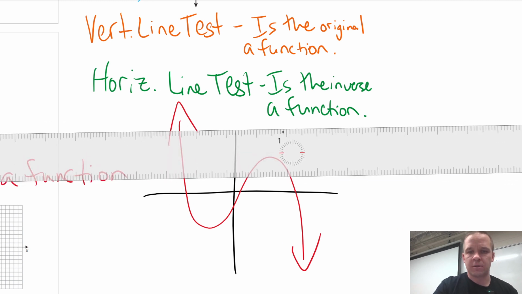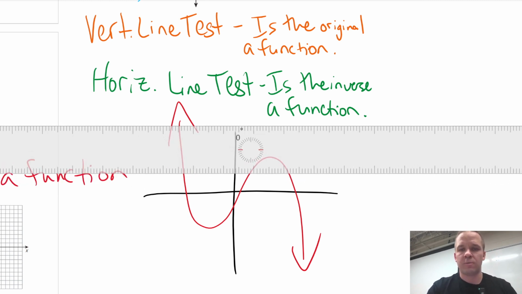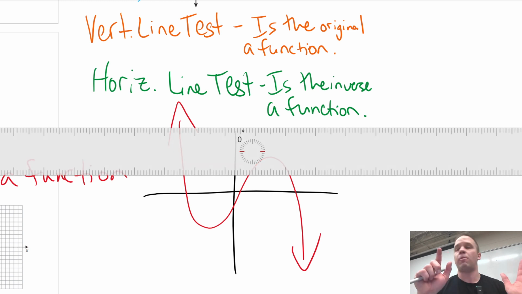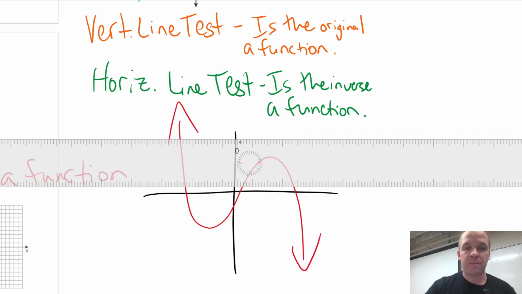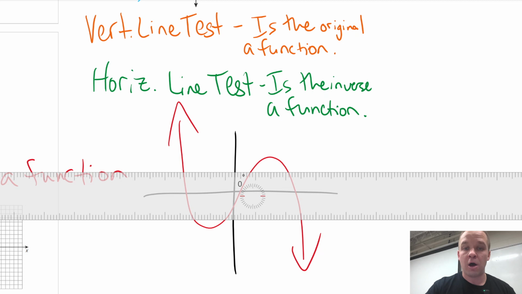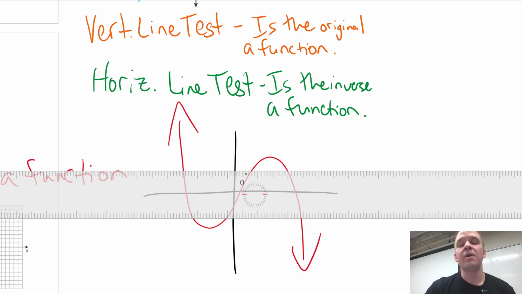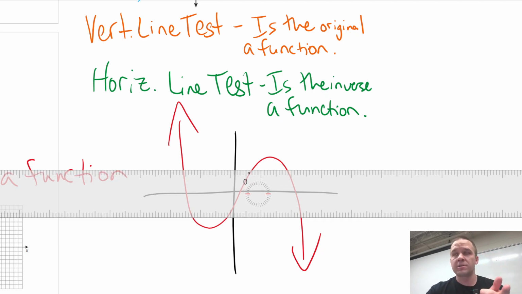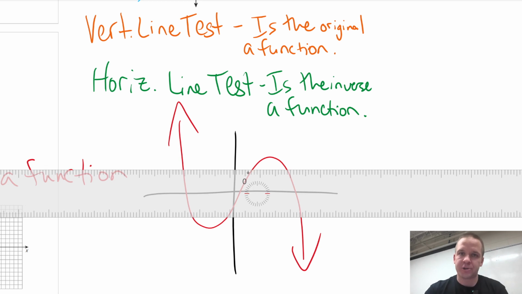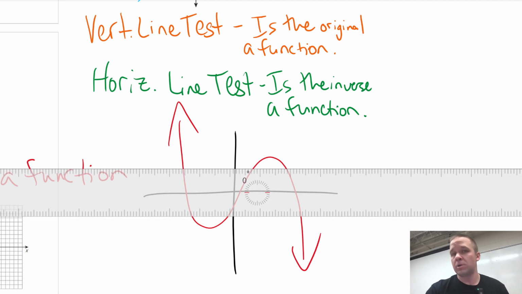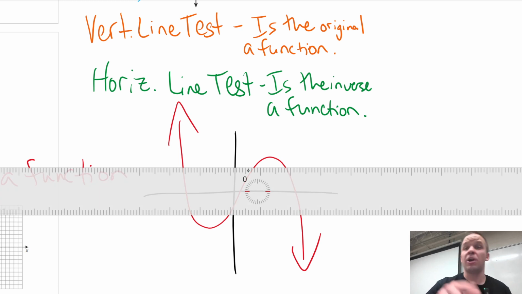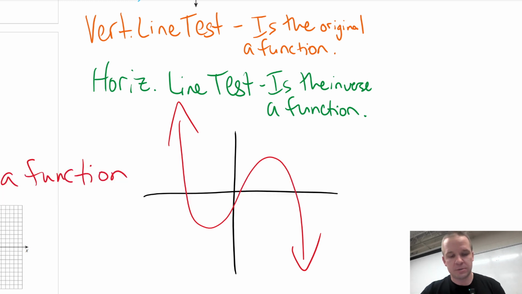Well, if I can get it to 0, I'm a perfectionist, I want the 0. It passes it up here, right? But then all of a sudden, oh my gosh, we're going through this thing 3 times. So for this one, the inverse would not be a function. The original was a function, the inverse not a function. So that's our horizontal and vertical line tests in action so that you can answer those homework questions.